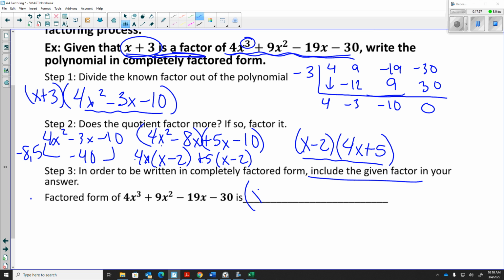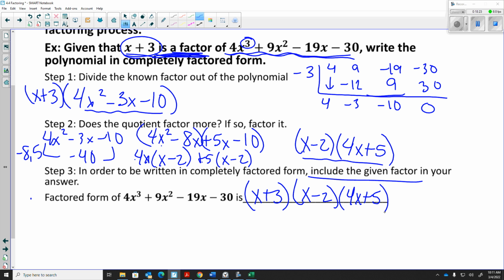X plus 3, because I'm told that thing is a factor, so that should probably show up in my factored form, right? And then I got my other factors that I came up with: X minus 2 and 4x plus 5. Remember, you need every piece of the puzzle put together in the end. You need each factor all put together.